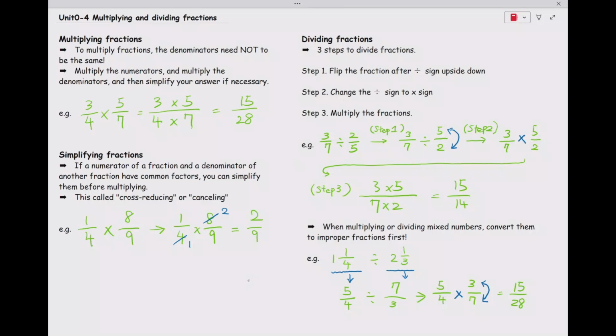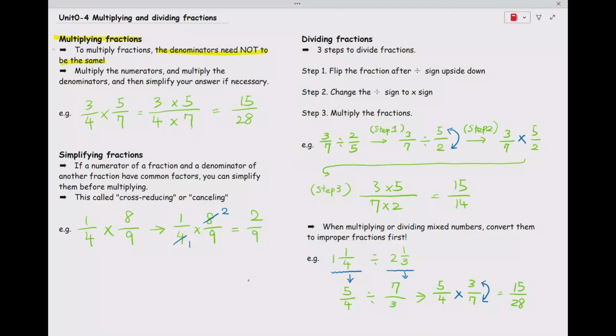Today, we will continue to learn the topics that you need to know before starting high school. This unit is about multiplying and dividing fractions. In the previous video, we learned that when adding and subtracting fractions, we need to make sure the denominators are the same. However, for multiplying and dividing fractions, we don't need to have the same denominators.